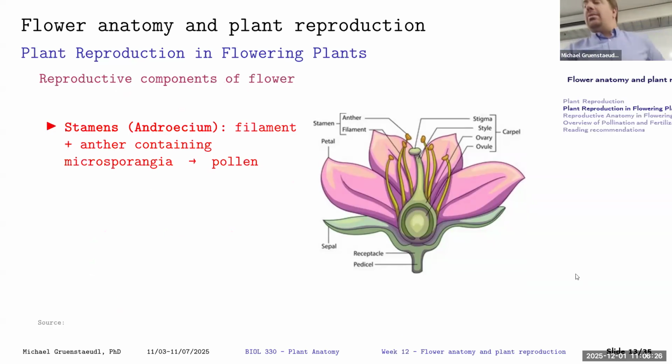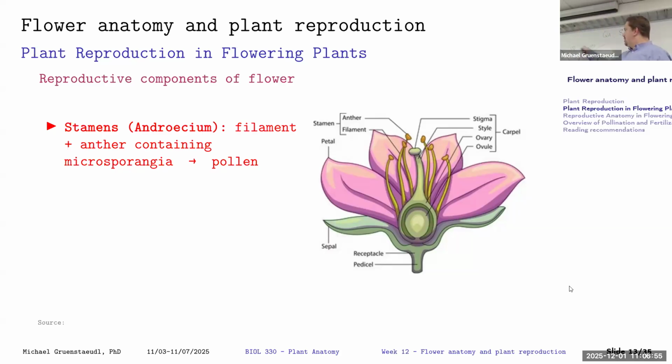More important is now the generative part. So these are individual stamens. Do you remember what such a stamen is subdivided into? Any stamen would consist of the anther part up here. This is where the meiosis takes place. And these long filaments are kind of like the stalks where the anthers sit on.